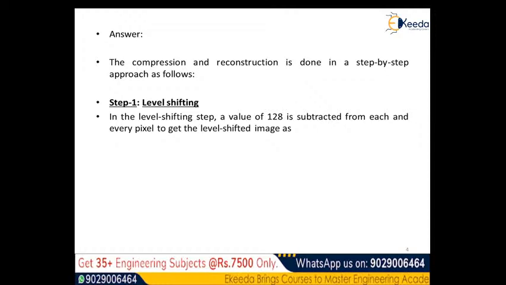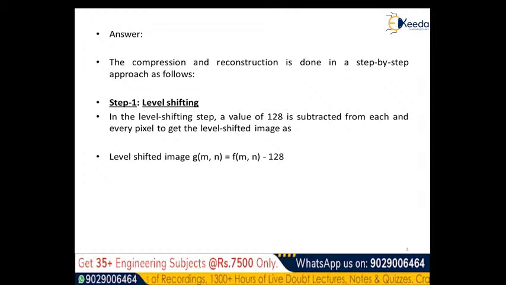The input image is denoted by f of m comma n as per the given problem statement. The level shifted image is different from this after the subtraction of 128 from each pixel value. This new image can be denoted with the symbol g of m comma n. So the simple relation is: g of m comma n is the level shifted image obtained by subtracting 128 from the input image to be compressed, which is denoted f of m comma n.